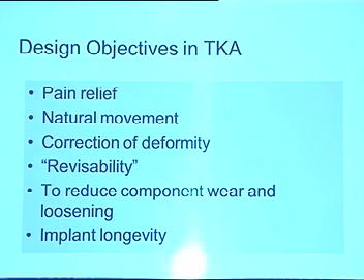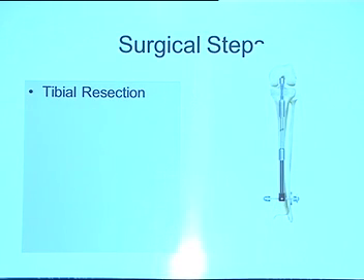They did make some further changes. Now, design objectives for a total knee are pain relief, natural movement, correction of deformity, revisability, reduction of component wear and loosening, and implant longevity. Most of us who do knees start with probably the femur or tibia, depending on what you're using, but LCS has been sold as a tibial reference knee, and it's very important you balance this knee well so it works well, otherwise there's a spin out and there's a problem.